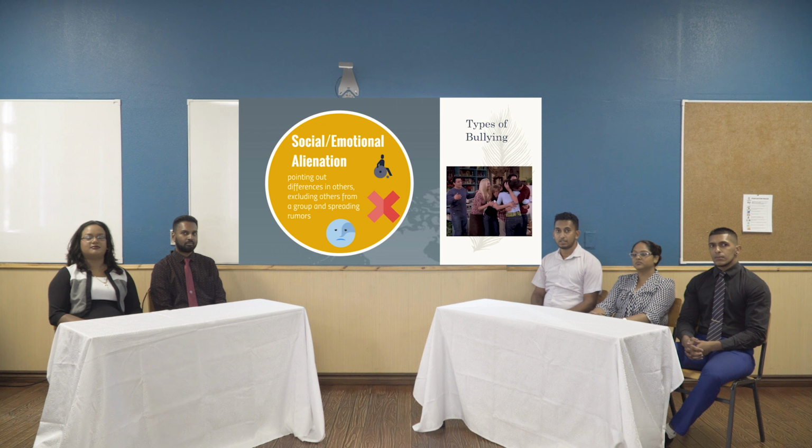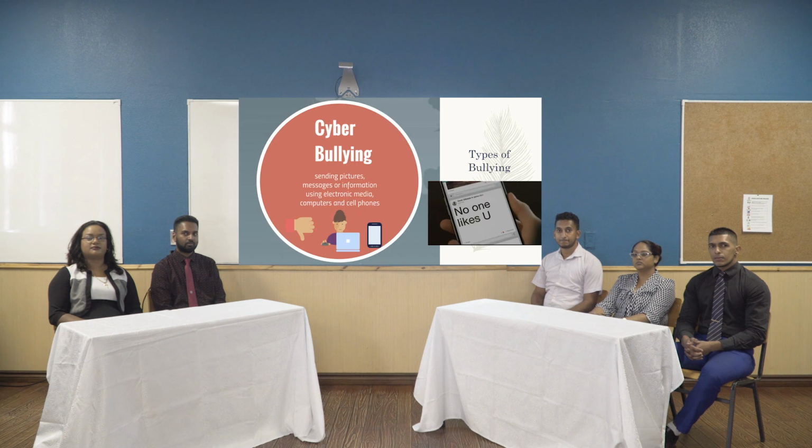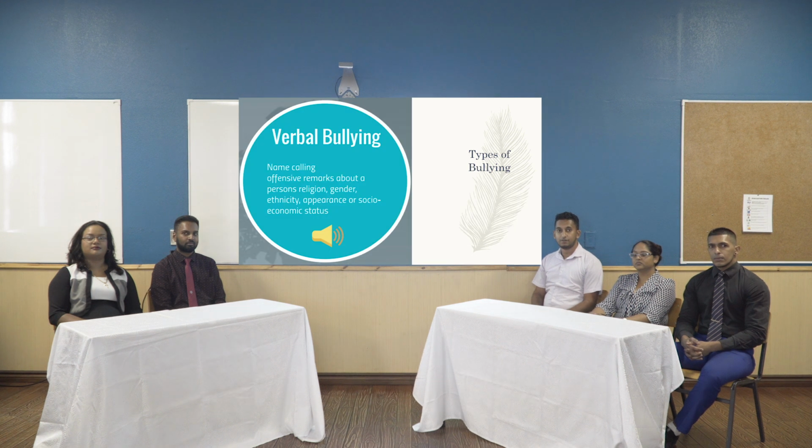Social and emotional alienation: pointing out difference in others, excluding others from groups, and spreading rumors. Physical bullying: any physical contact that hurts a person, like hitting, kicking, punching. Cyberbullying: sending pictures, messages, information using electronic media, computers, cell phones, any type of social media to cause harm to someone. Verbal bullying: name calling, offensive remarks about the person's religion, gender, ethnicity, appearance, or even socioeconomic status.